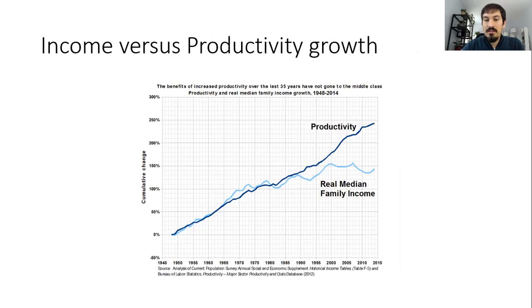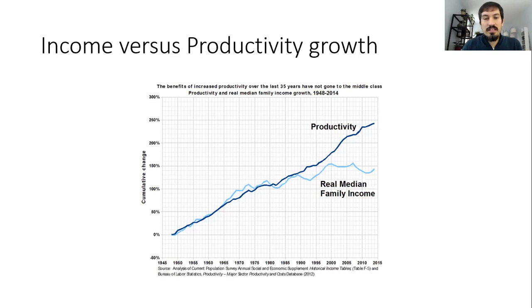Starting in about the 1970s and 80s, there's been this split between the productivity of our country, how well our businesses are doing, and how much money the median family income is getting. It turns out it's gotten pretty flat. Economists are all aware of this. Something happened towards the end of the 70s that caused a split.